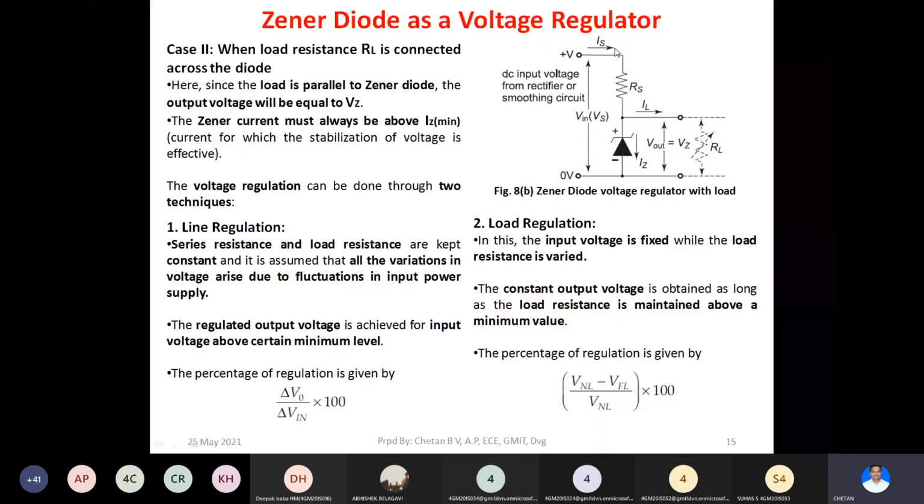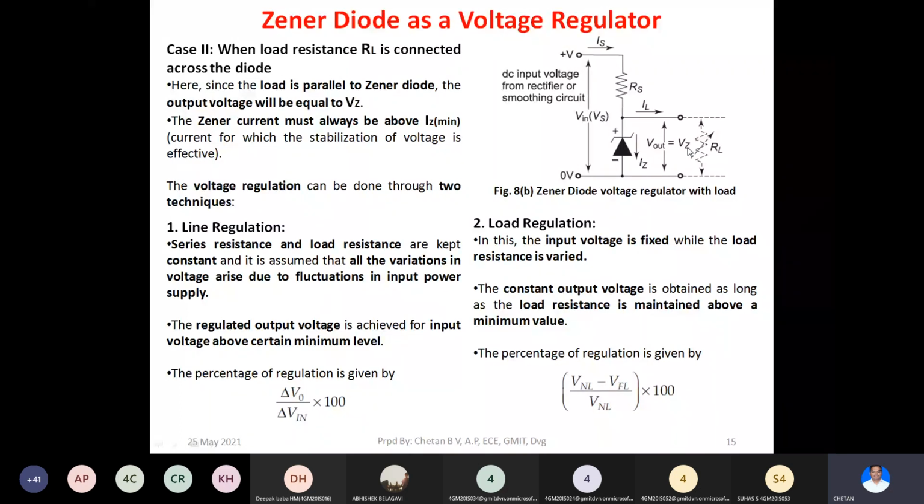As you require constant voltage at the output, Is is the sum of Iz and IL. Out of Iz and IL, only one can vary. IL cannot vary, therefore Iz has to vary. So if Vin increases, Is increases, in turn Iz increases. As long as Iz is within the range of that Iz minimum, this Zener diode will be capable of maintaining constant output voltage, that is Vout will be equal to Vz, right?